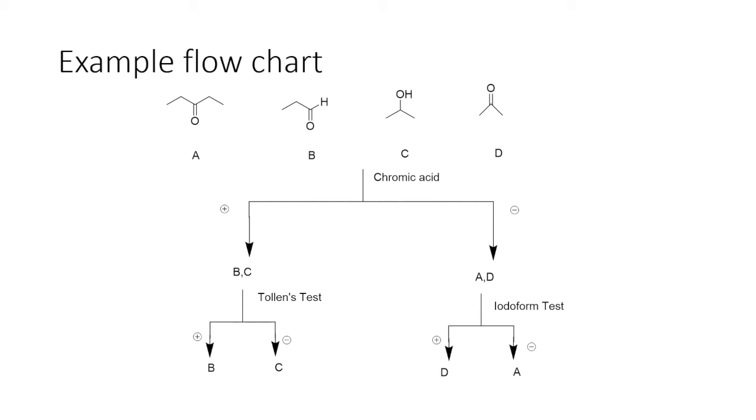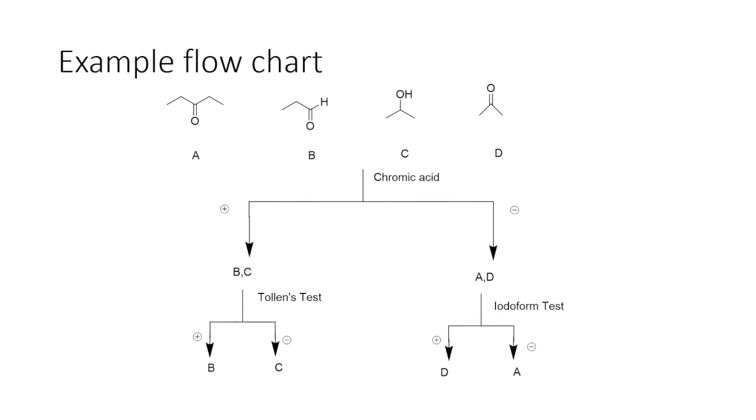Alright, so let's take a look at the chromic acid test. From this test, we can differentiate a positive result, giving us either molecule B or C as our unknown, and a negative result, meaning we have A or D as our unknown. To further differentiate between molecules B and C, Tollens' test can be performed. If a negative result occurs, it is likely molecule C. If a positive result occurs, it is likely molecule B.